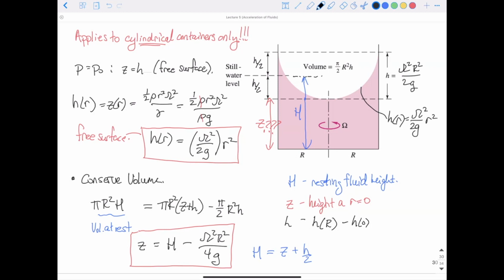So the initial height of our fluid before it experiences acceleration is the midpoint of the difference in the height, h, after we've started rotating the fluid. So this is the midpoint, that line. And it's actually equal to h.